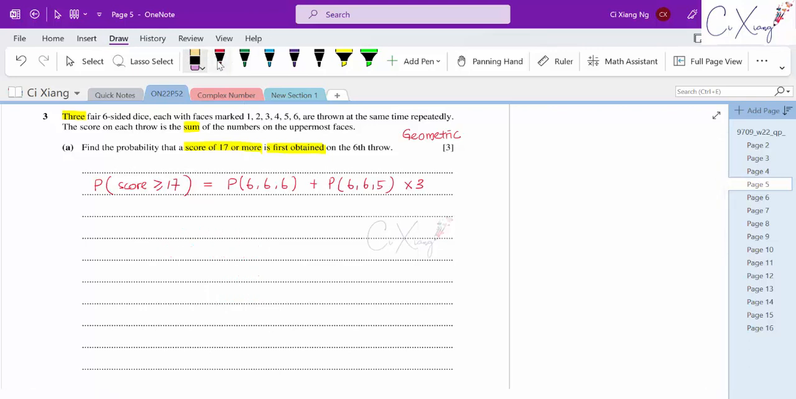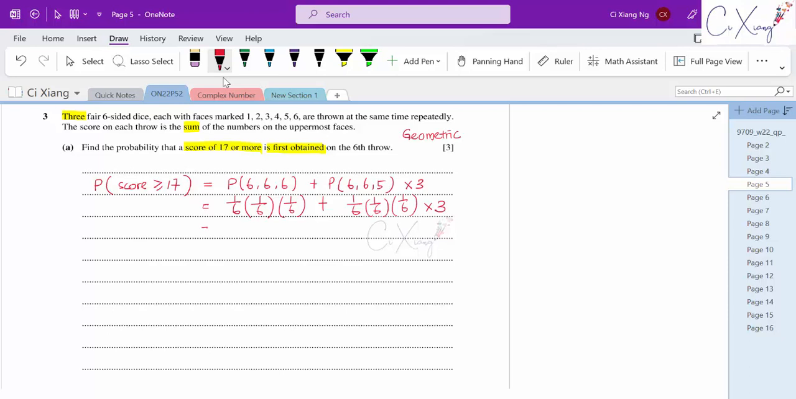So to calculate the probability for this part, to get the die with the number 6, the probability is 1 over 6 because the die is a fair die, right? To get another 6 for the second die, also 1 over 6. The third one also 1 over 6. For the case of 665, also the same. I'm having 1 over 6, 1 over 6, 1 over 6, and I need to multiply it by 3.